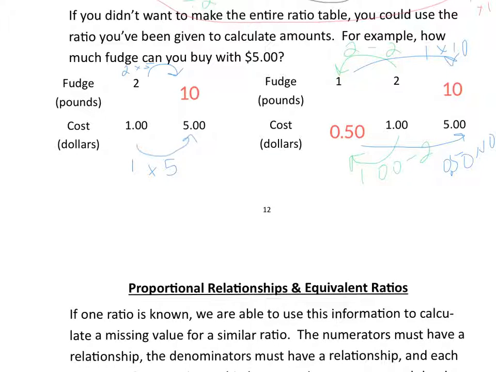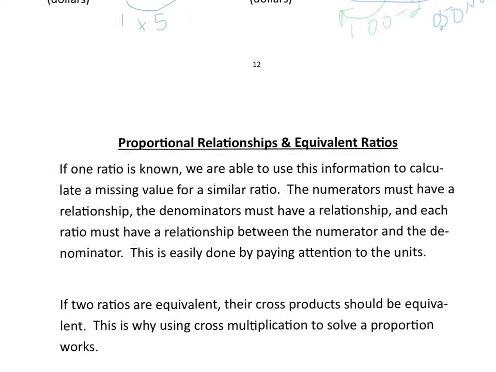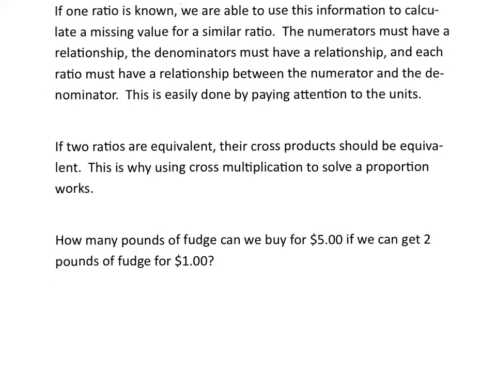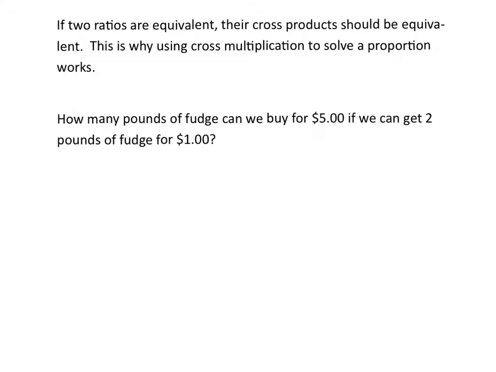So your units across for the top should be the same, across for the bottom should be the same, but going up and down, they need to share a relationship, and usually that relationship is going to be given in the problem, or it's going to be a conversion that you just happen to know from memory. Okay? So if 2 ratios are equivalent, their cross products should be equivalent, and that's how we can use cross multiplication to solve the problem.